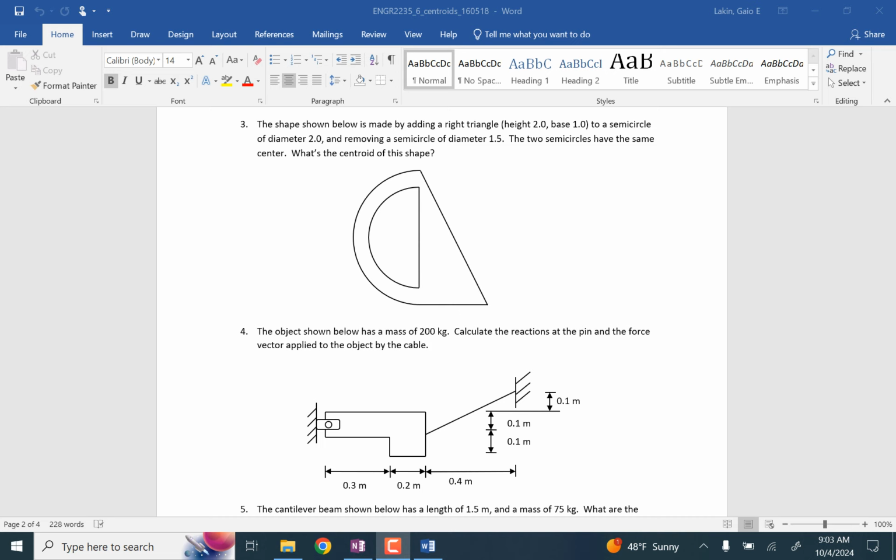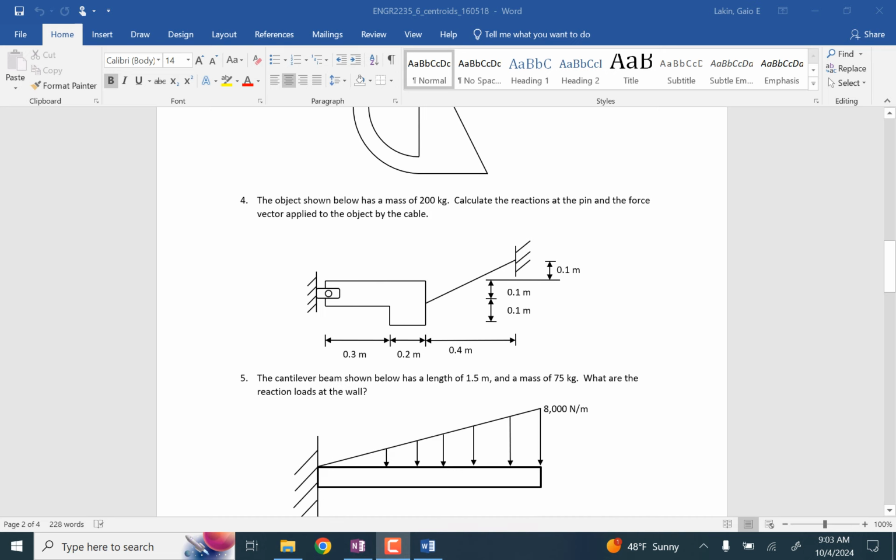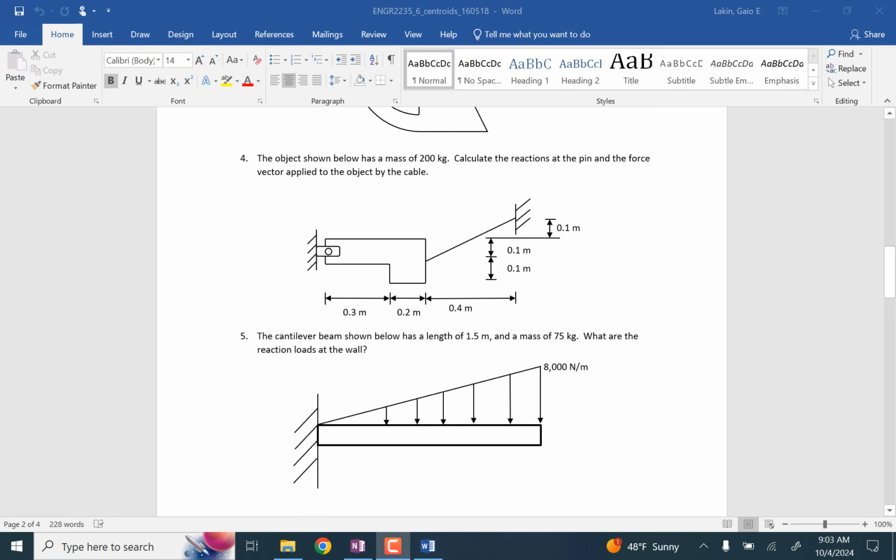You're right. It should be on the right of this. Number 4. Oh, number 4. Oh, okay. Number 3 is pretty straightforward. Yeah. Okay, number 4.